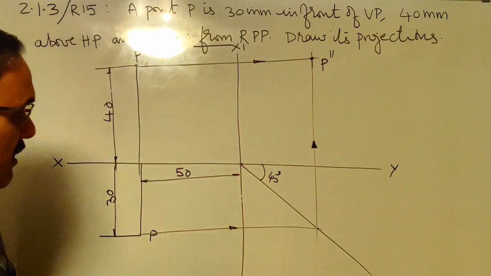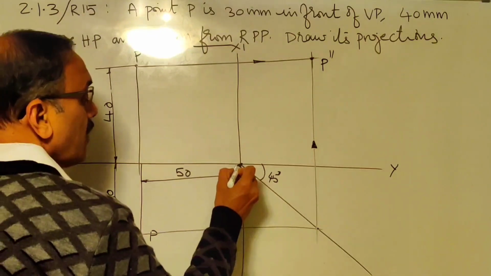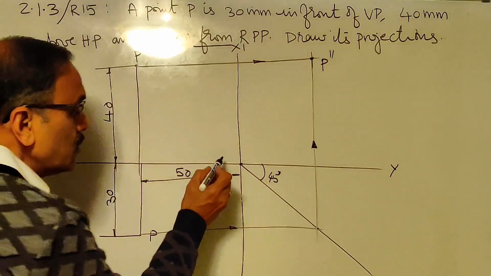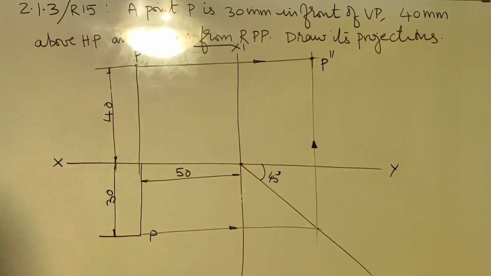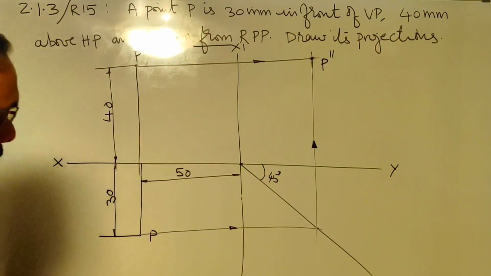Now once you draw x1 y1 line at a distance of 50 mm, mark the intersection point of xy and x1 y1, and then I asked you to draw a line inclined at 45 degrees. I will come to the reason why it has to be 45 degrees.